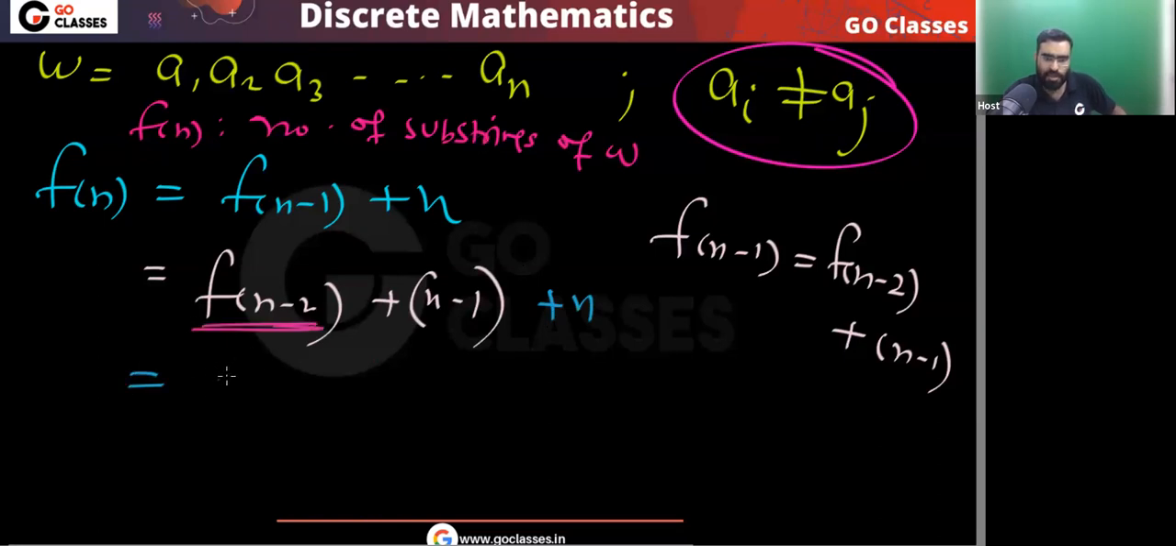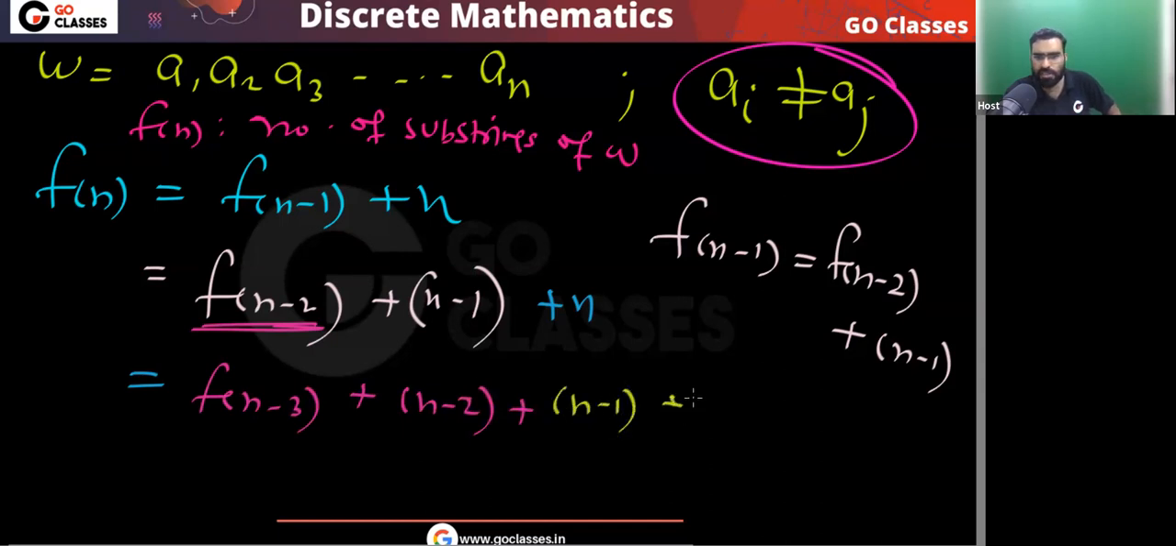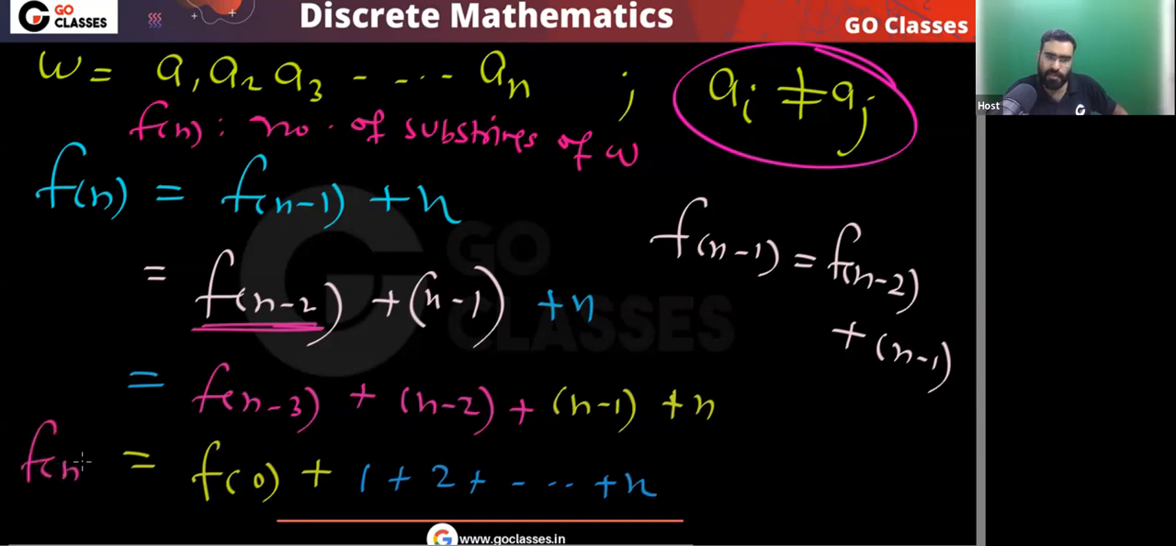If you open this Fn minus 2, then you will get Fn minus 3 plus n minus 2, already there is n minus 1, already there is n. If you keep opening this, then ultimately you will get F0 plus 1 plus 2 and so on up to n. This is what you are going to get ultimately. What is F0? F0 means the zero length substring, so that is only 1.